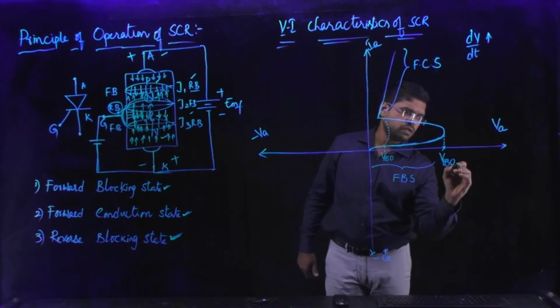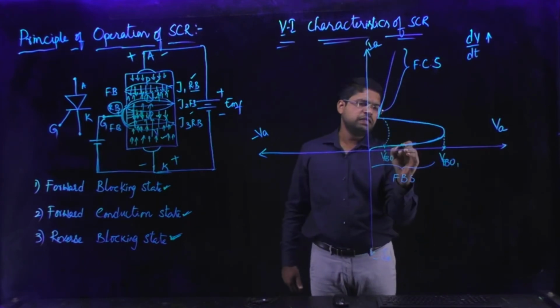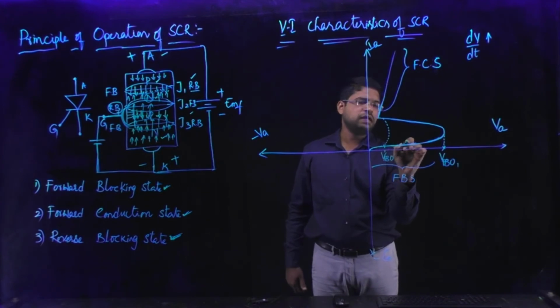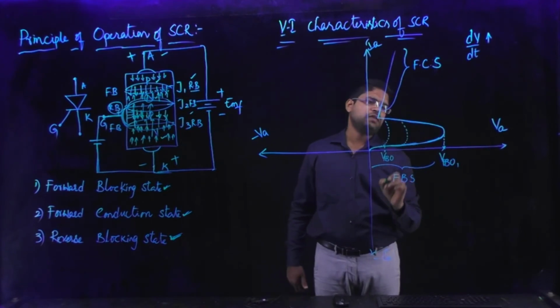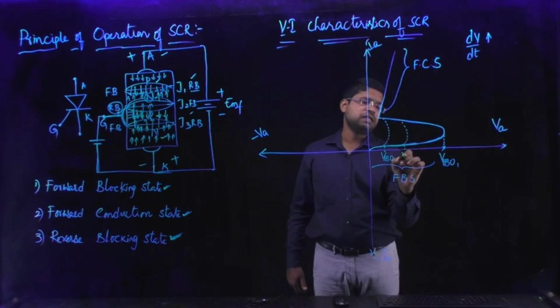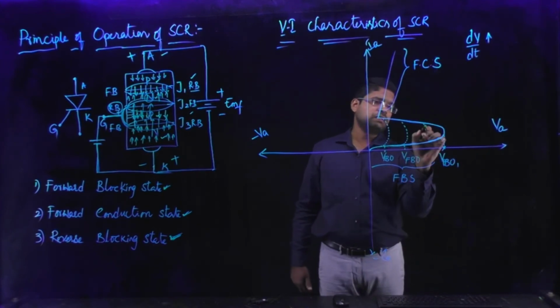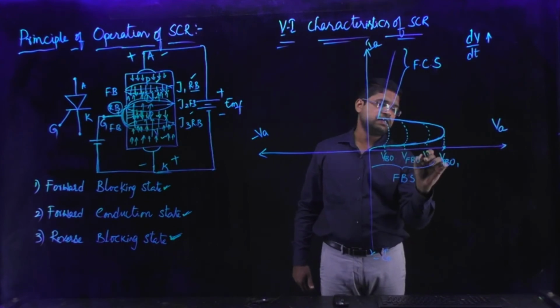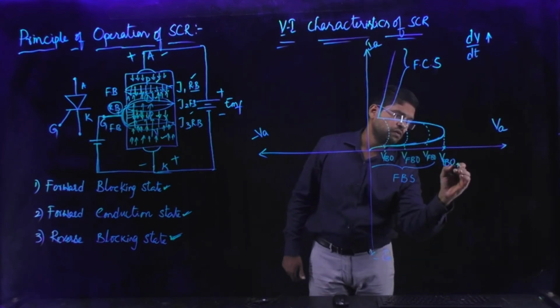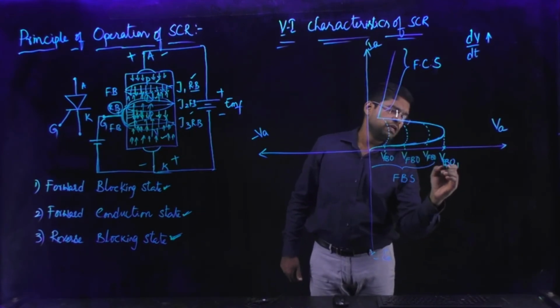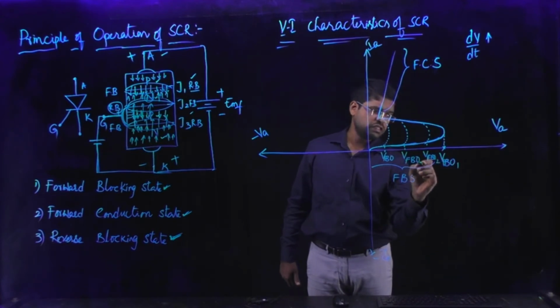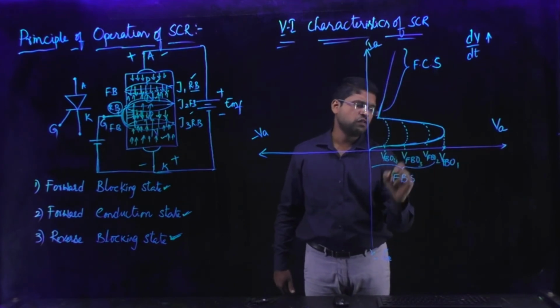Suppose this is forward breakover voltage 1. Similarly, the gate pulse may be given at another particular instant of forward bias voltage, and that may be taken as another forward breakover voltage. So here also I may consider it like this. This is forward breakover voltage VFBO1, this is forward breakover voltage 2, this is forward breakover voltage 3, and this is forward breakover voltage 4.